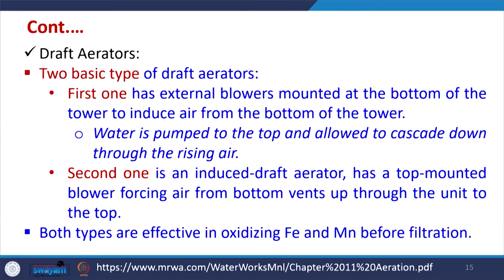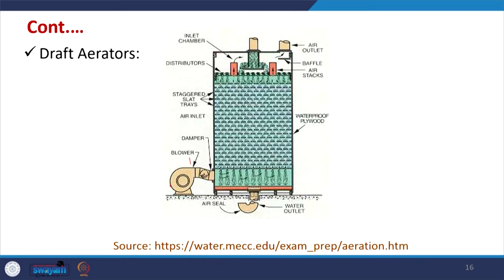The second one is called an induced draft type of aerator, which has a mounted blower forcing air from the bottom vents up through the unit to the top. Now, I would like to give some idea regarding the induced draft aerator and how the flow rate depends upon the temperature. Both these types of aerators are good at oxidizing iron and manganese before the filtration.